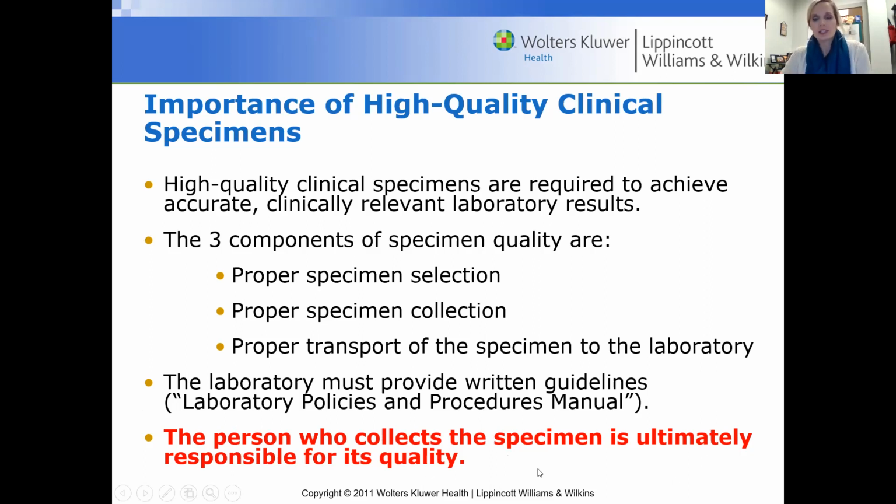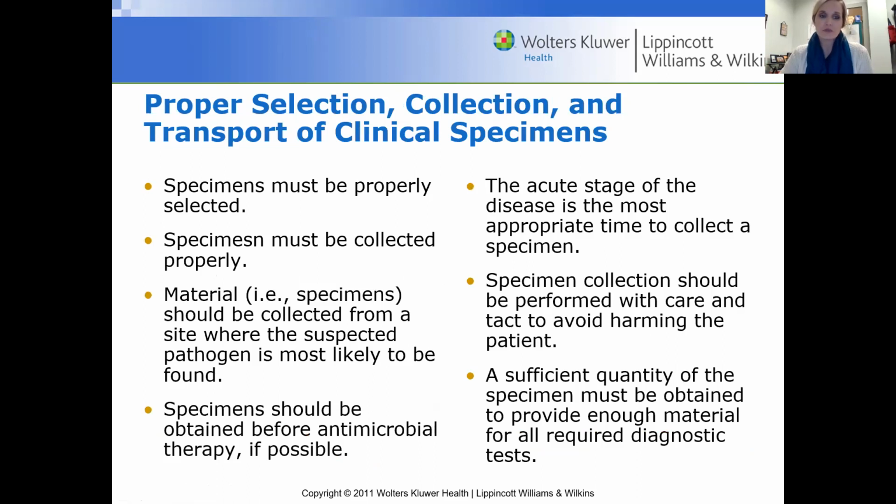The person who collects the specimen, again, is ultimately responsible for its quality. So it's based on making sure that we're not just selecting properly, but again, the collection and the transport are really important because we want to make sure that there's no contamination. We don't spill it, things of that nature. We are essentially responsible for that. Even though we're not the ones making the diagnosis, we're responsible for that specimen's quality.